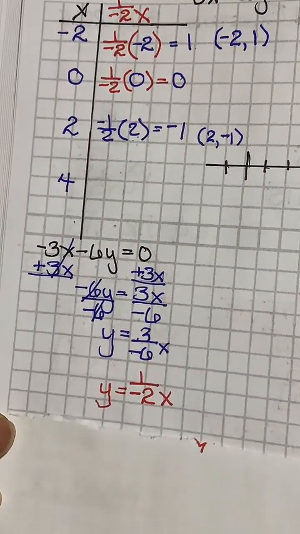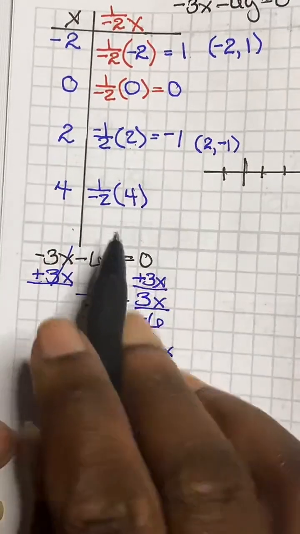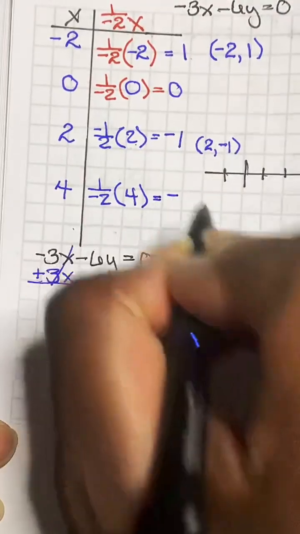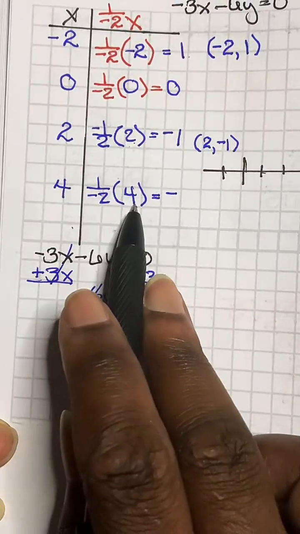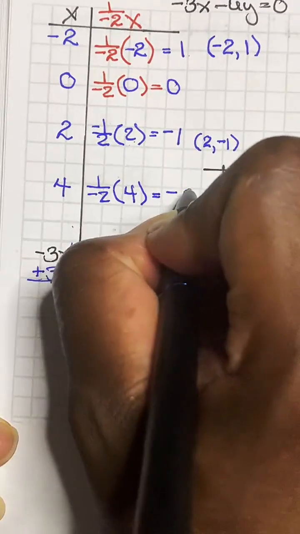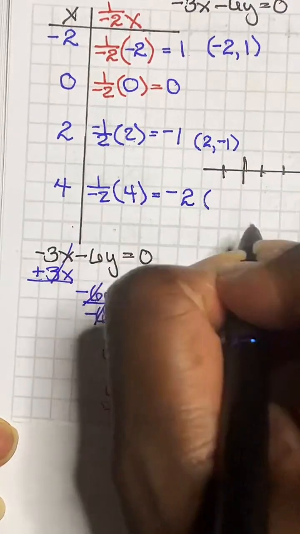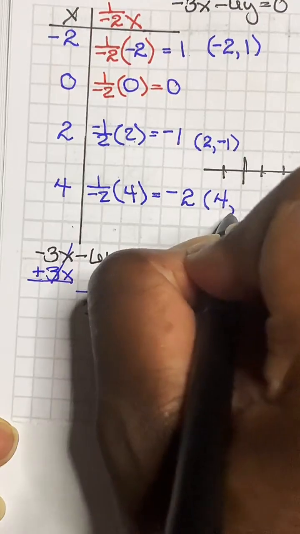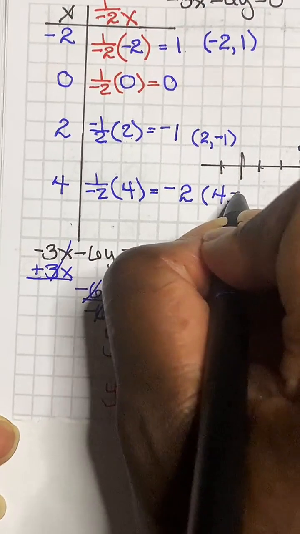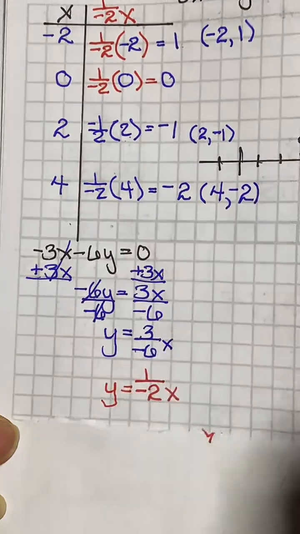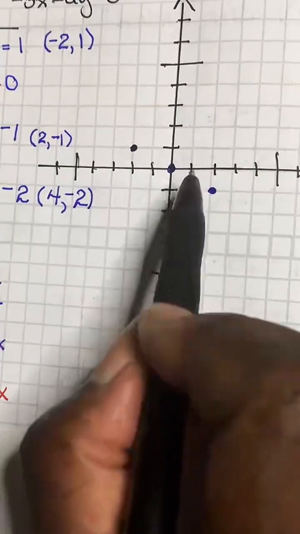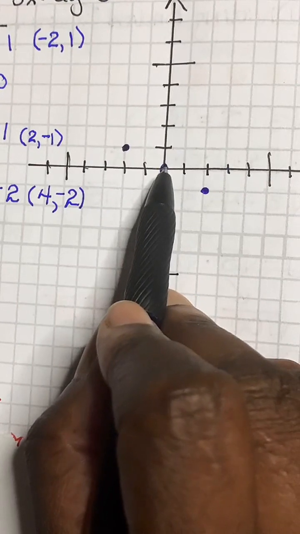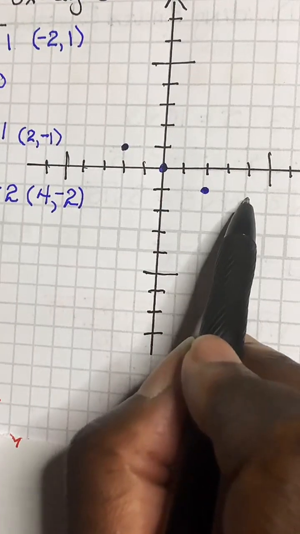And last but not least, we have 1 over -2. This time we're multiplying by 4. We have a negative times a positive. That means my answer is going to be negative. And then what's half of 4? 2. So my ordered pair is the input was 4, and the output is going to be -2. Starting at the origin, going to the right 4, but down 2.